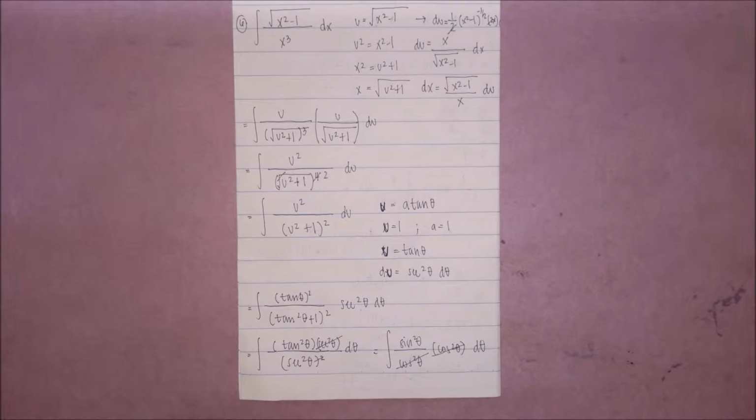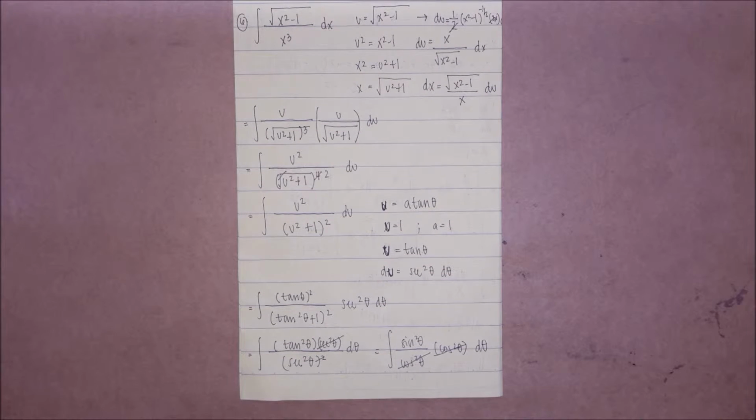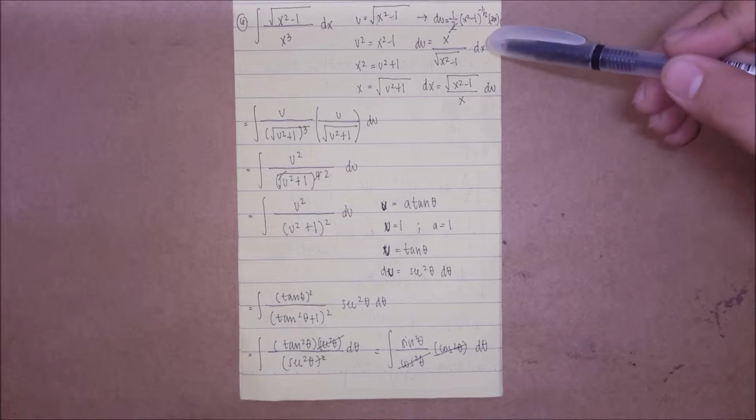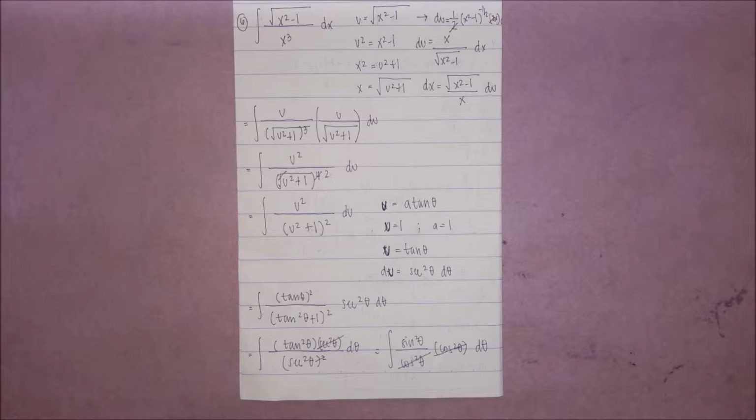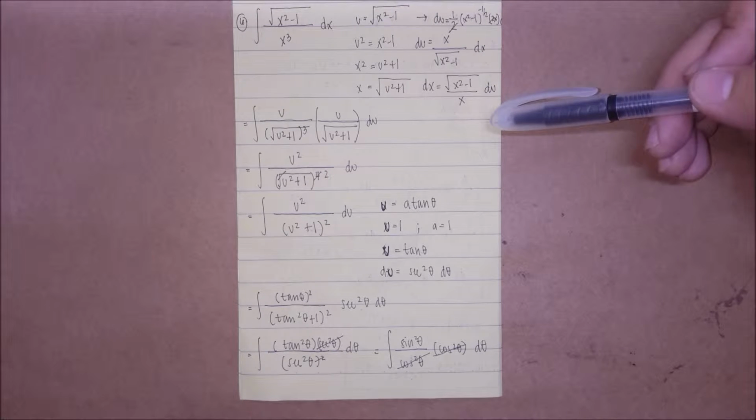The integral of square root of x squared minus 1 over x cubed dx is, first we're going to do some u substitution. So let u equal x square root of x squared minus 1, then differentiate it. So 1 half times x squared minus 1 raised to negative 1 half times 2x dx. So our simplified du is x over square root of x squared minus 1 dx.